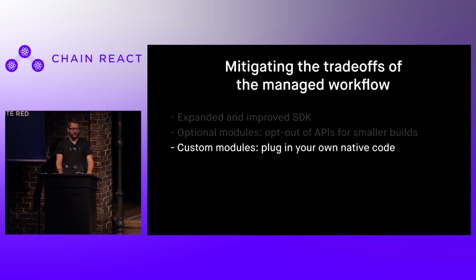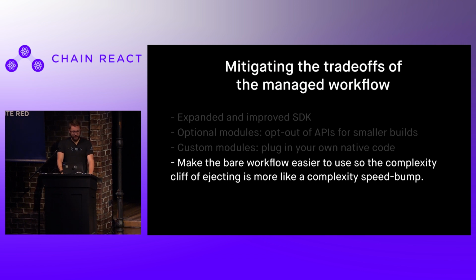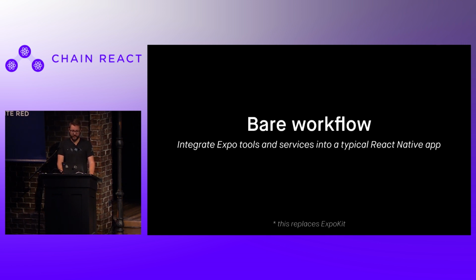Another thing that is a little bit further away, but we are also planning on working on, is custom modules. So you could add your own native plugins in ad hoc builds and in standalone apps. And so you'd have basically your own kind of white-labeled Expo client with your own native dependencies and runtime inside of it. Lastly, if we make the bare workflow more similar to the managed workflow, then the complexity that's introduced by ejecting hopefully becomes more of a speed bump and less of a cliff.